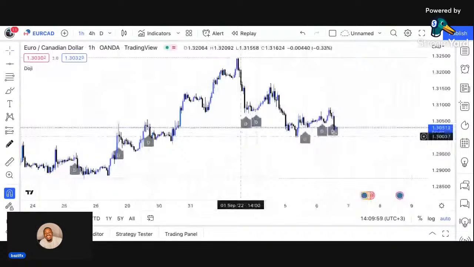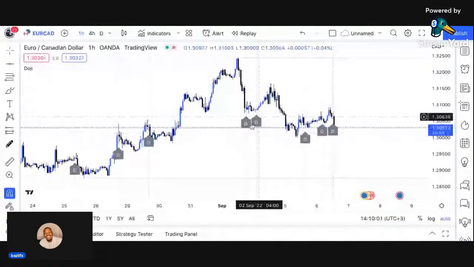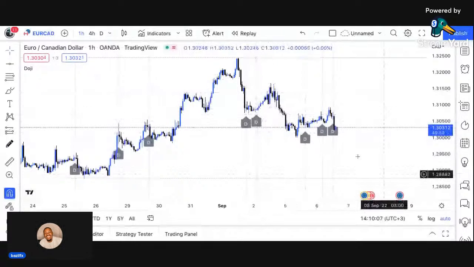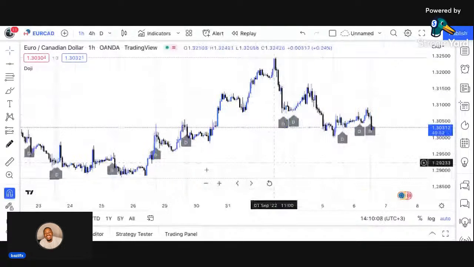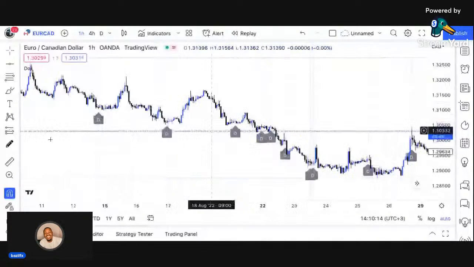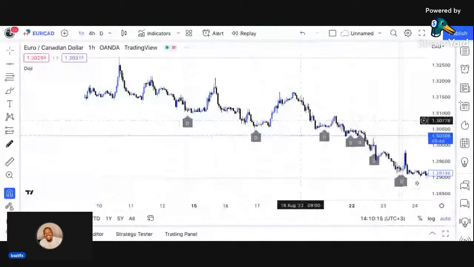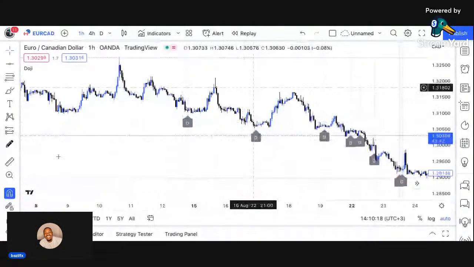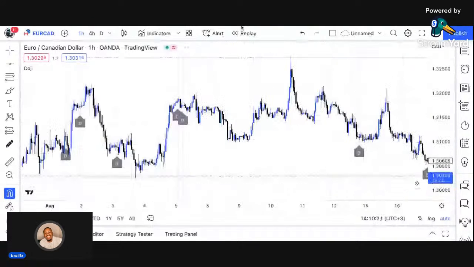You can see a doji. We have a doji candle here, and then price goes up. You see a doji candle here, doji candle here. Most of you have been using TradingView the wrong way. Doji candle, price goes up. Doji candle, price goes up.